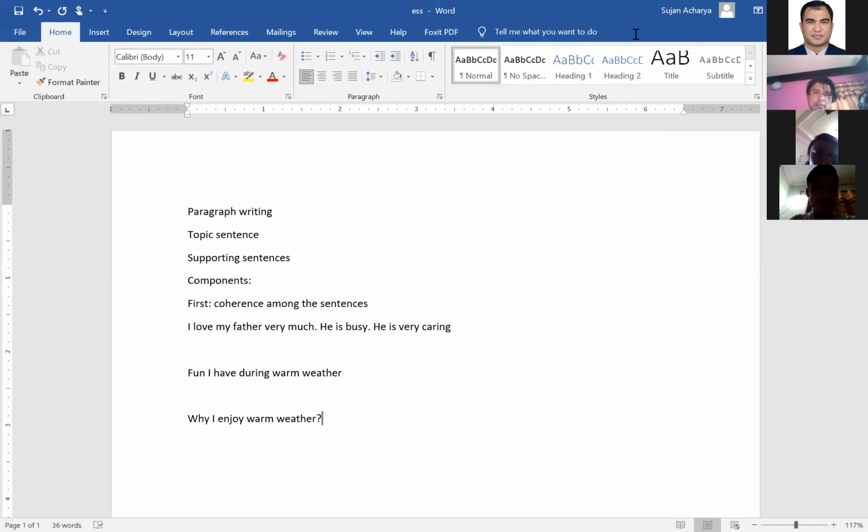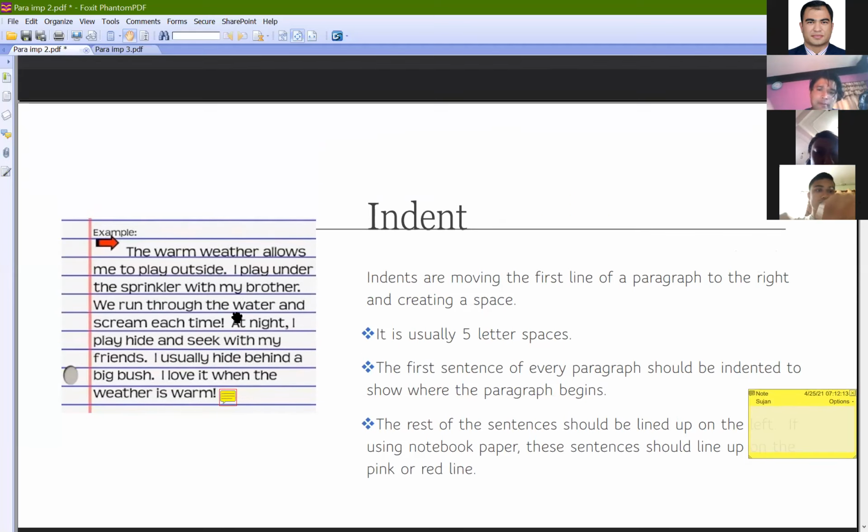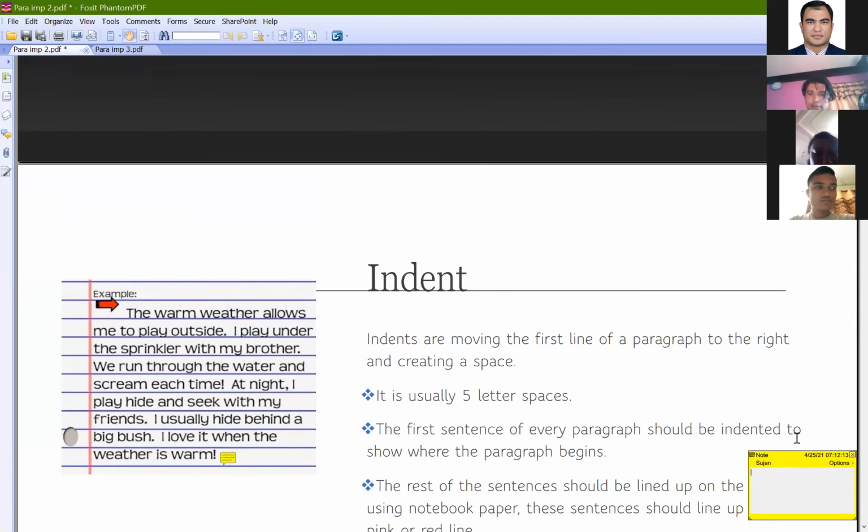The reason is, now all my supporting details, all my supporting sentences, center on answering this question: why do I have fun during warm weather? I have fun during warm weather because I play under the sprinkler with my brother. I have fun in warm weather because I play with the sprinkler.